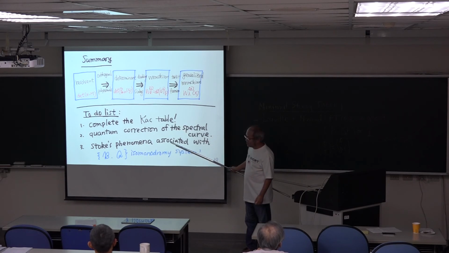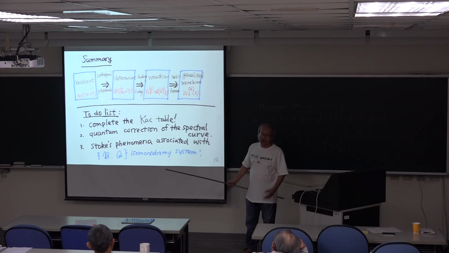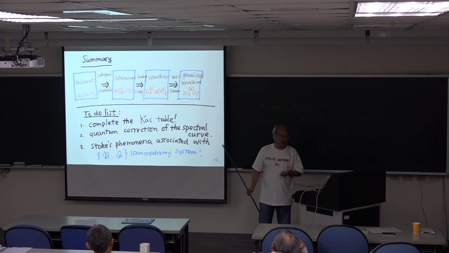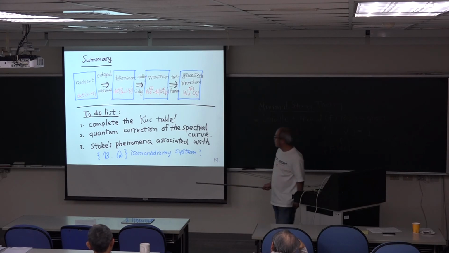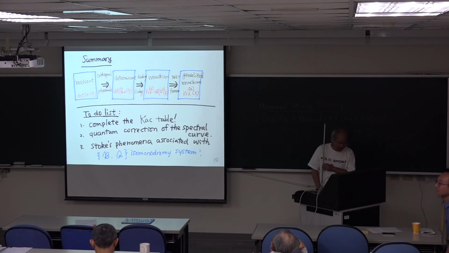And then, as in reference 4 I showed you on the second page, we are also interested to know the quantum corrections or the exact computation of this spectral curve. Usually we only have semi-classical results, as shown in the Chebyshev cases. And finally, we also wish to address the Stokes phenomena associated with the PQ systems, BQ systems. Thanks, that's all I have to say.